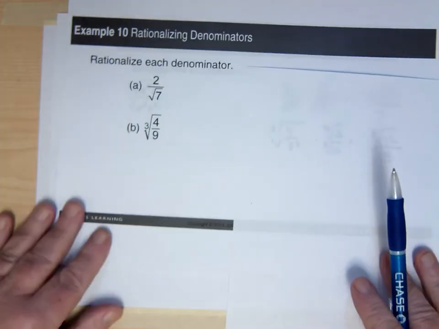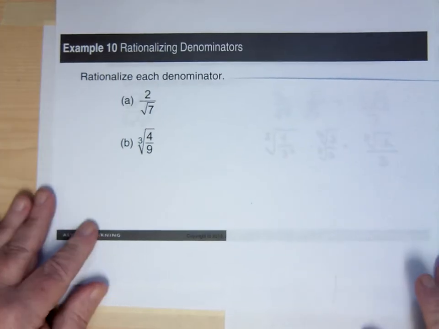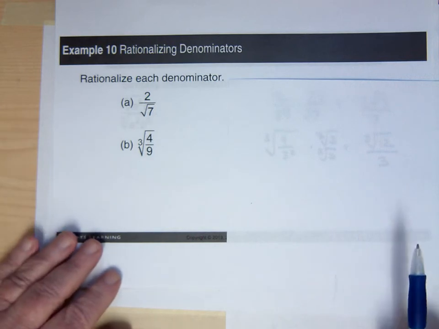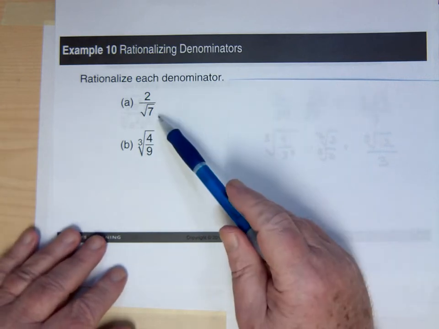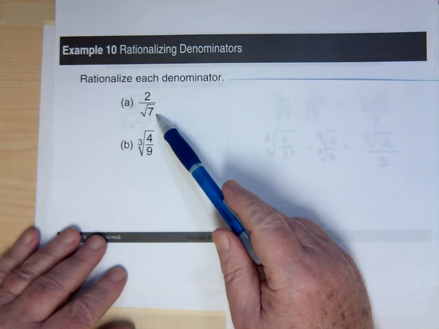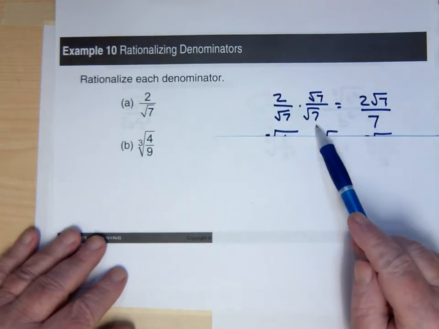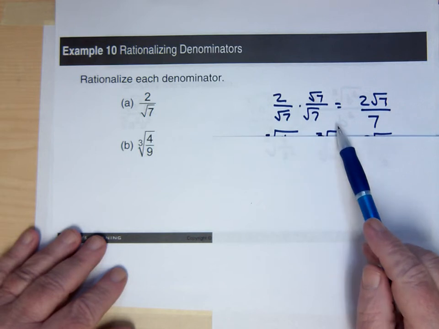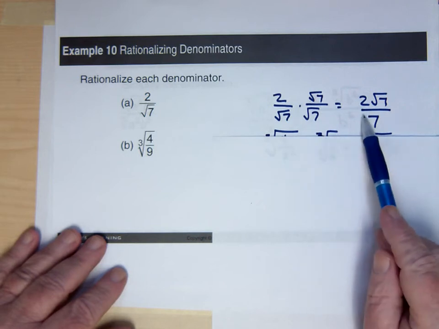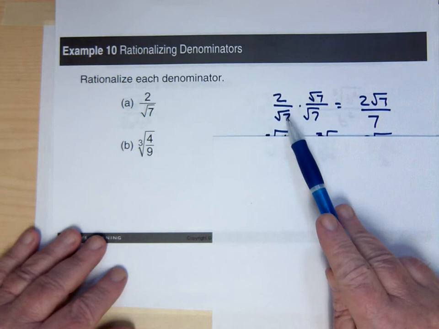Sometimes it is important to rationalize the denominator, and in calculus sometimes you have to do this. So here, in order to get rid of the denominator, I will multiply top and bottom by the square root of 7. I'm multiplying by 1. That means I'm not changing the value of the fraction. So this is equal to 2 times the square root of 7. Root 7 times root 7 is 7.